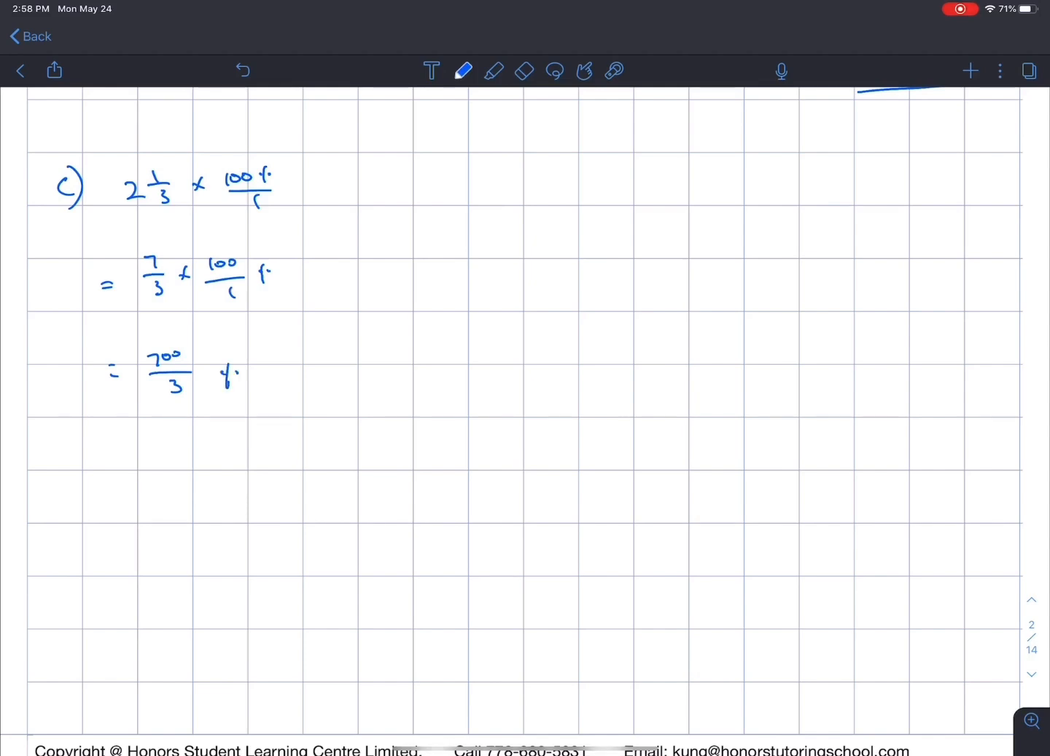So I think that's good enough. We can also change it back into an improper fraction. Yeah, the improper fraction will just be 233 and 1/3%. So either one of these is fine. And then D. Oh, I thought I did D. Okay, that was E. And then F.